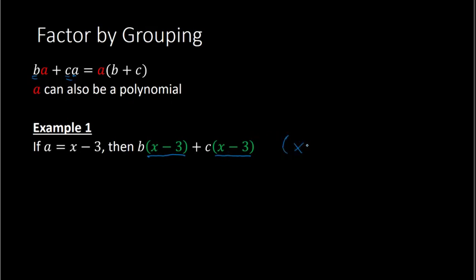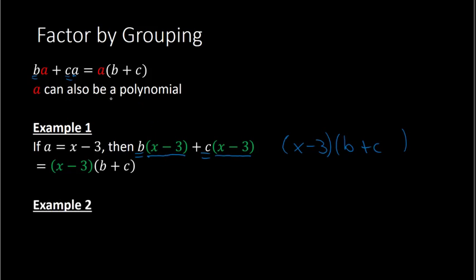So I pull that out, I have x minus 3 on the outside, and in parentheses I have what is left over, which is B plus C. So that can factor to become x minus 3 times B plus C. So it's just factoring, but with a polynomial instead of a single monomial.